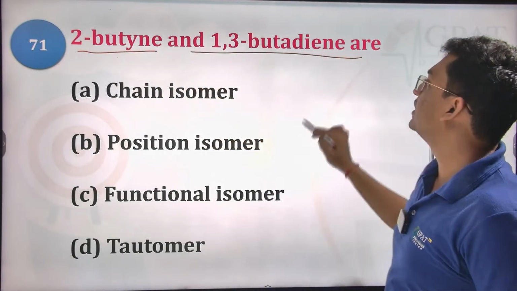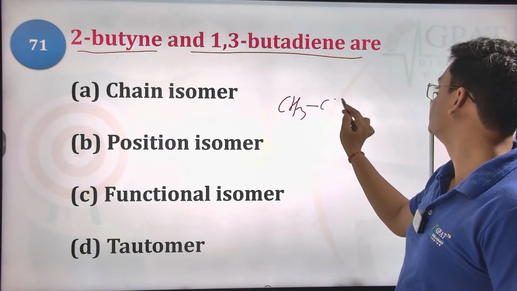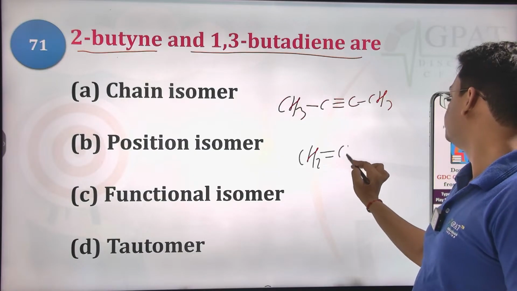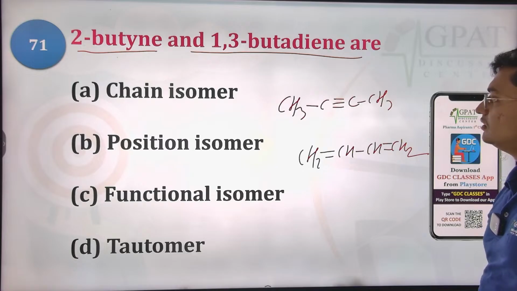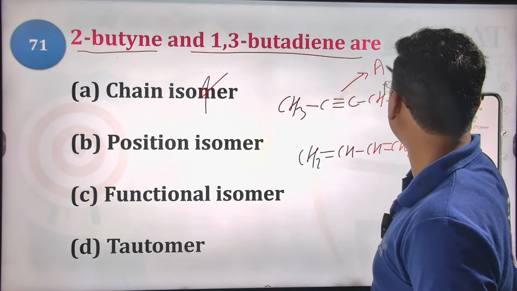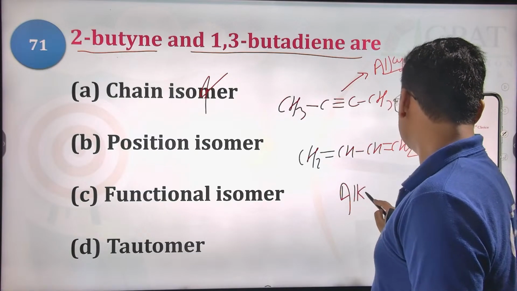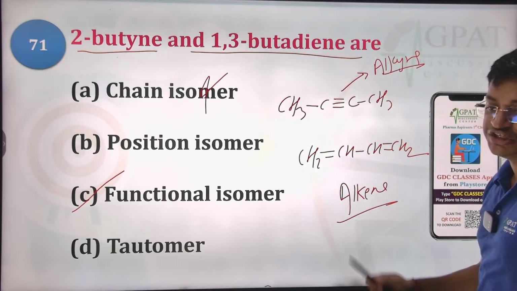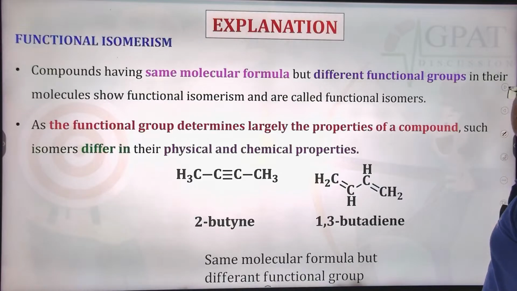2-butyne and 1,3-butadiene. So basically we are having 2-butyne and 1,3-butadiene. So this is all about what kind of isomerism? Chain isomerism? No, not at all possible. Basically we have an alkyne functional group in this structure, and in this one an alkene functional group. So this is functional group isomerism. There is a change in functional group. So yes, both structures show functional group isomerism.